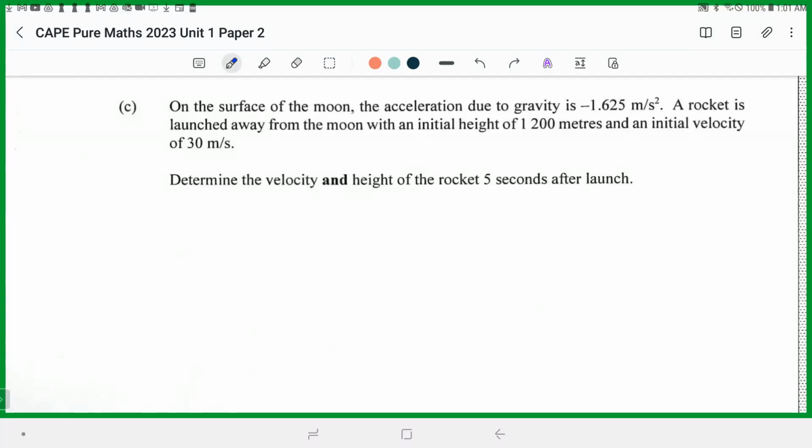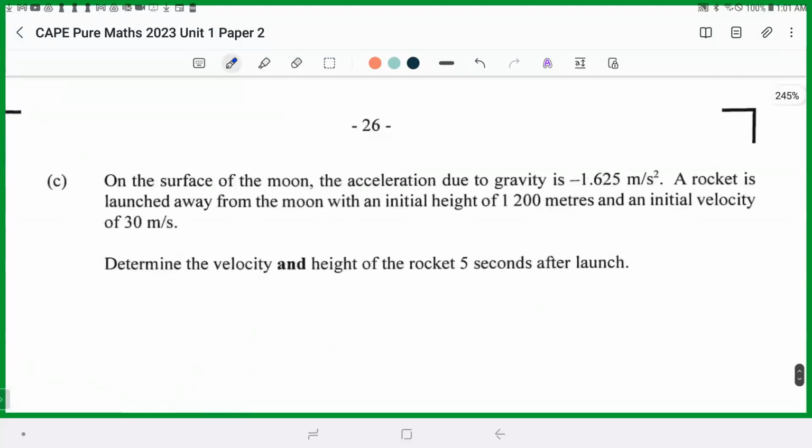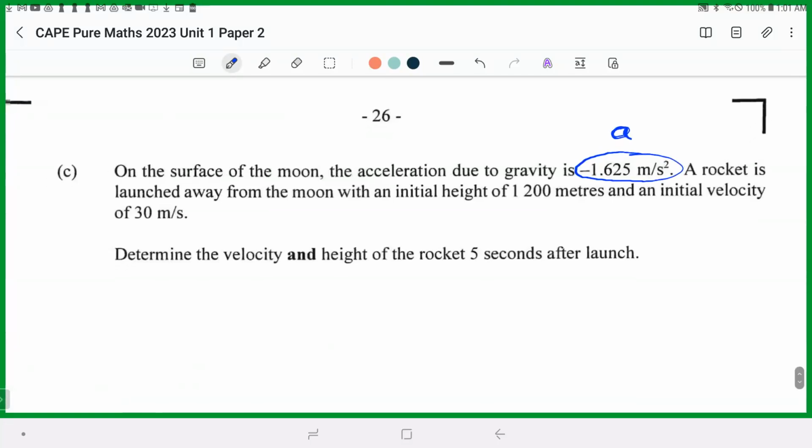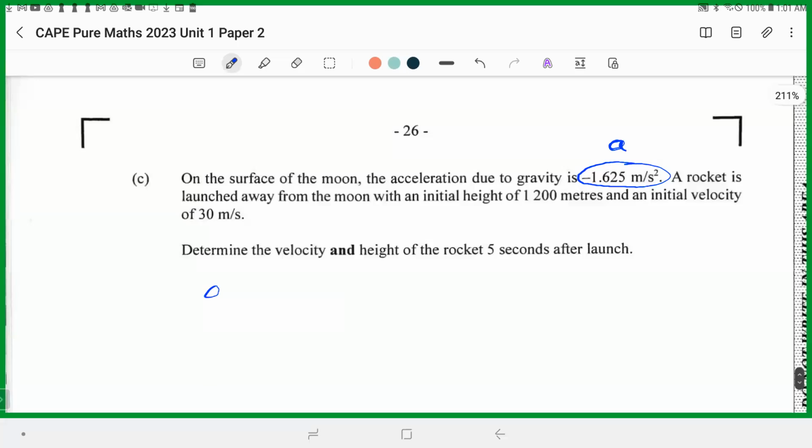They want us to determine the velocity and the height of the rocket 5 seconds after launch. So what they gave us here was the A, the acceleration. So I'm going to go back to the equations of motion. The acceleration is the rate of change of velocity with respect to time, and they tell us it is -1.625.